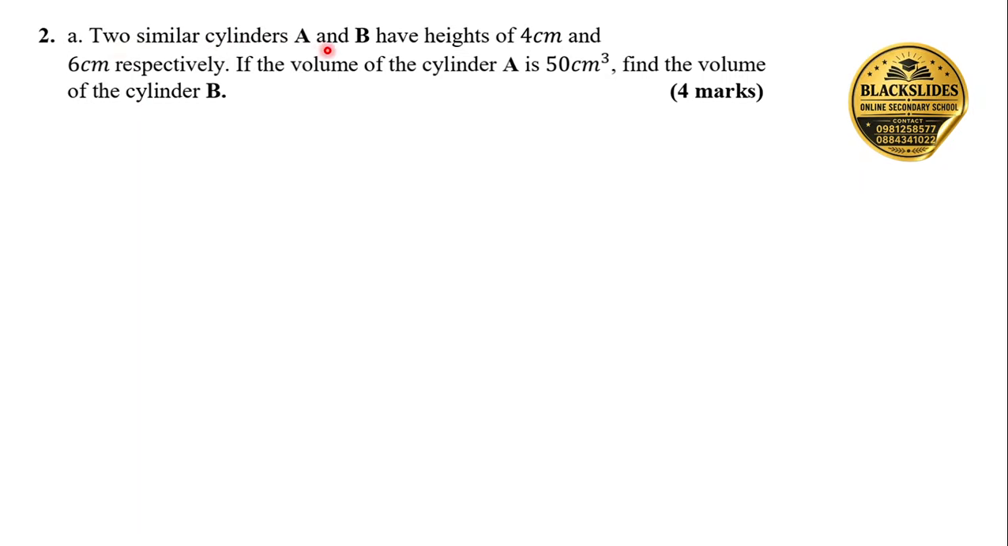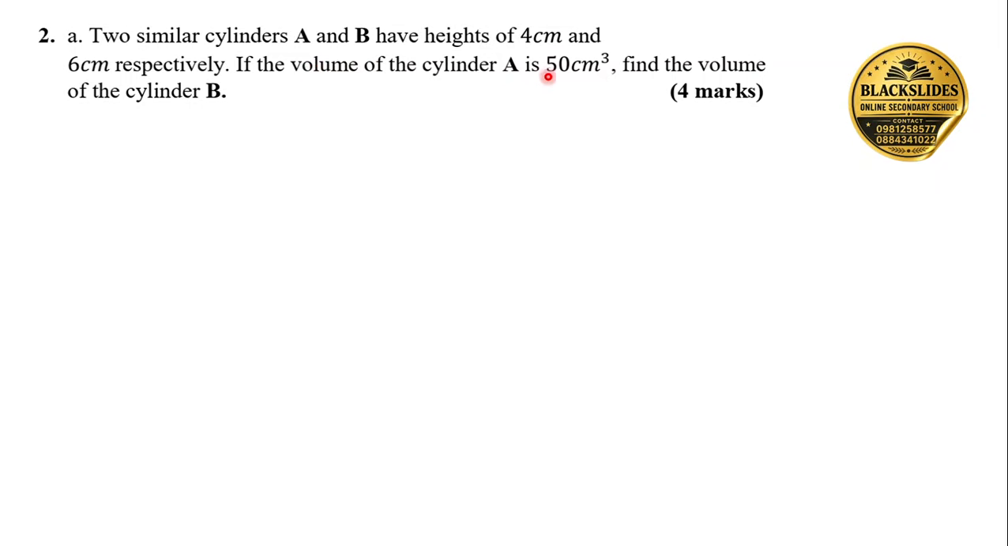Two similar cylinders A and B have heights of 4 centimeters and 6 centimeters respectively. If the volume of cylinder A is 50 cubic centimeters, find the volume of cylinder B. Alright, the word respectively is very important. It means that the 4 centimeters is the height of cylinder A, whilst the 6 centimeters height is for cylinder B.